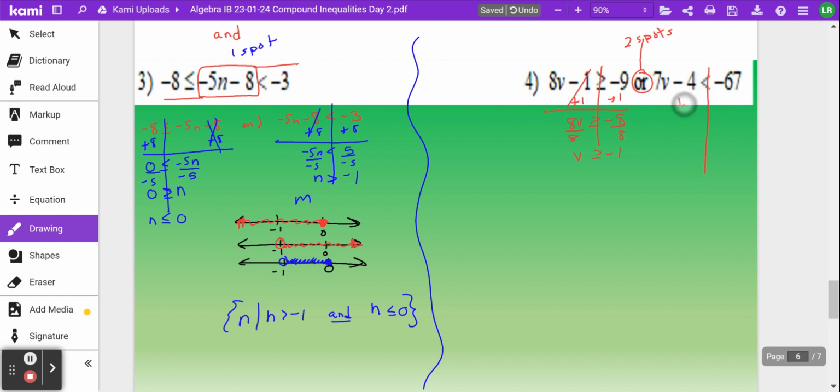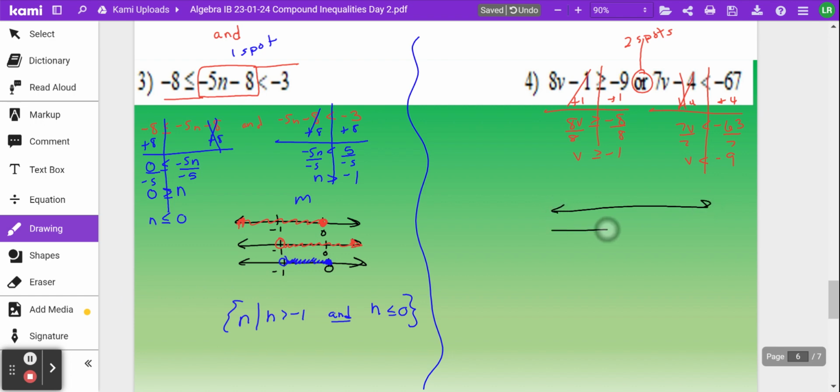Solve the second one. Add 4. I get 7b is less than -63. Divide both sides by 7. I do not flip the inequality sign. So I'm dividing by a positive. I get b is less than -9.